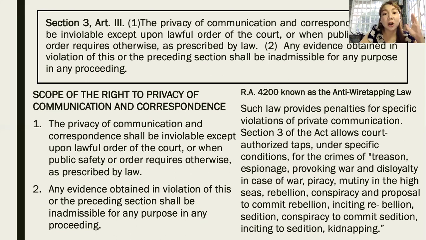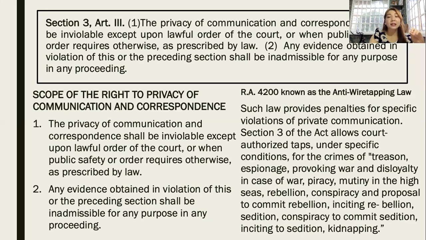But the identity of the person or persons whose communication is to be intercepted, the identity of the offenses sought to be prevented, and the period of authorization given can be specified. So, in fact, an attempt in this direction is made in Section 3 of RA 4200 or the Anti-Wiretapping Law. So, ano ba yung RA 4200? So, ito yung law which provides penalties for specific violations of private communication.